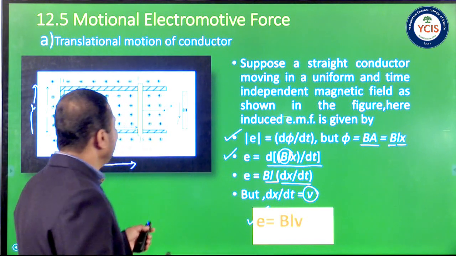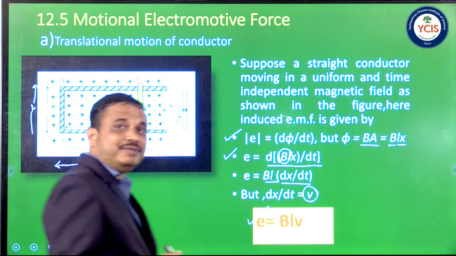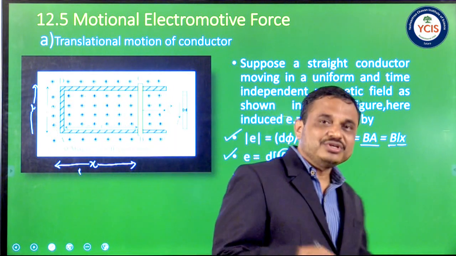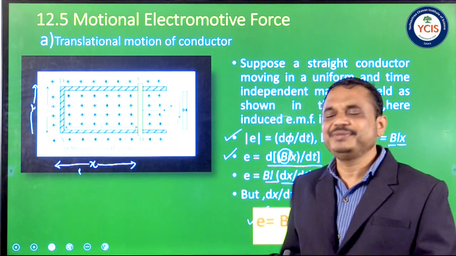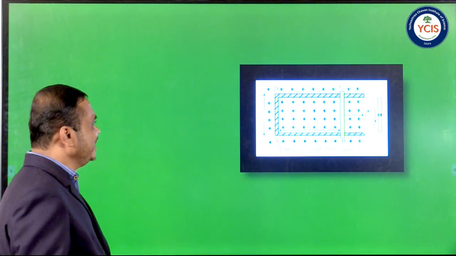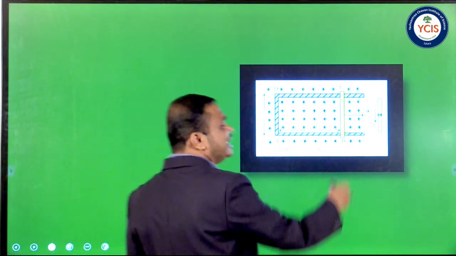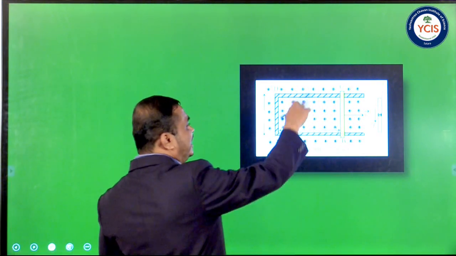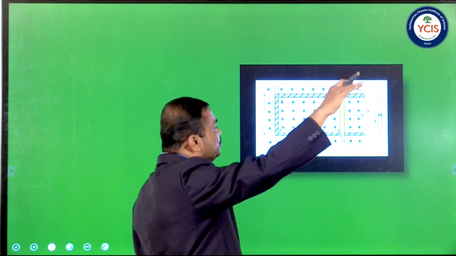So this expression we can obtain on the basis of Faraday's law. The same expression can be obtained another way, so let us discuss that alternative method. In the same figure, ABCD is a rectangular loop. The side AB is continuously moving towards the right.